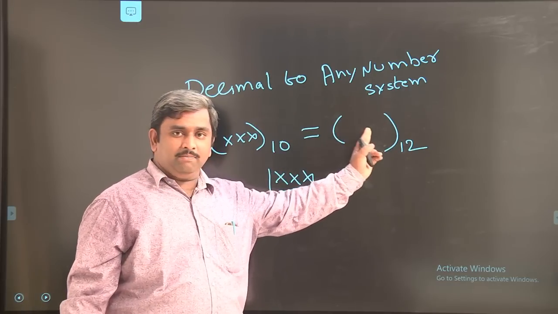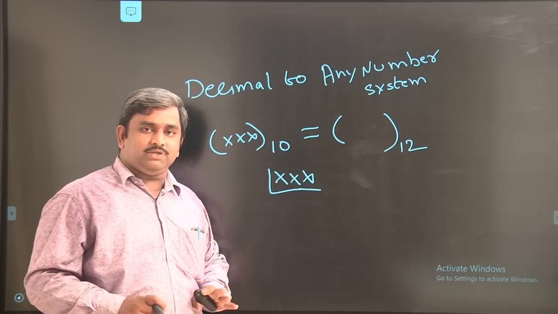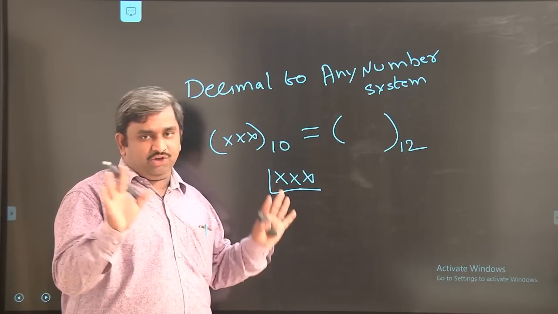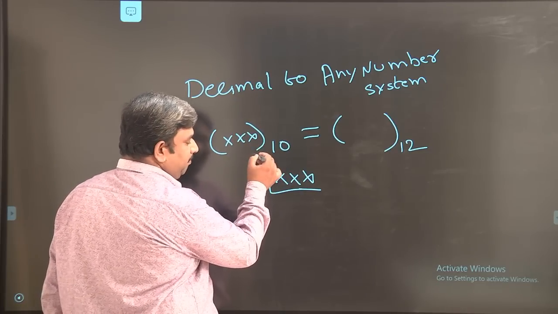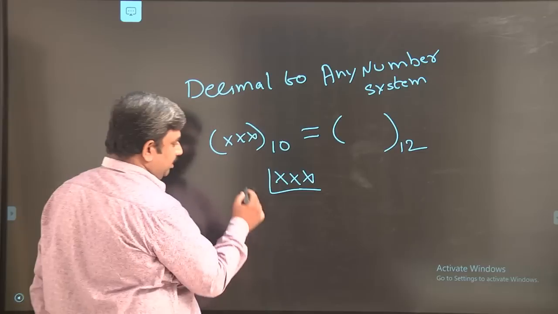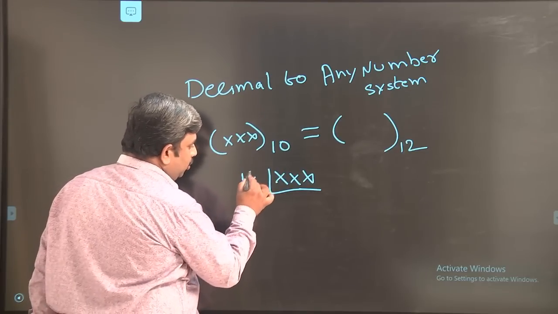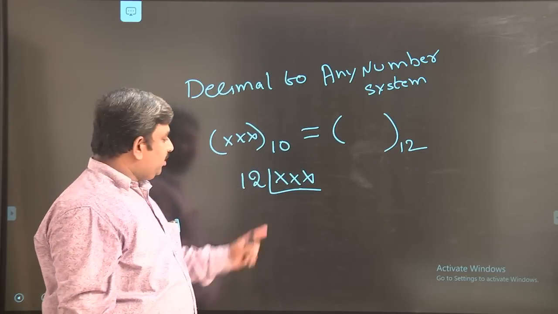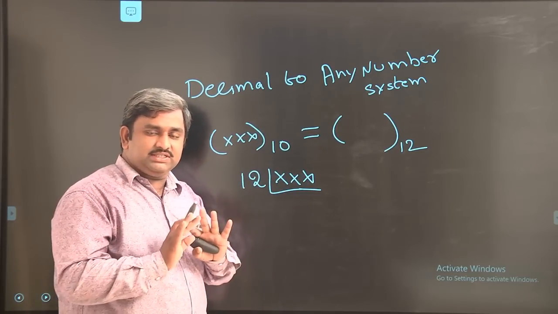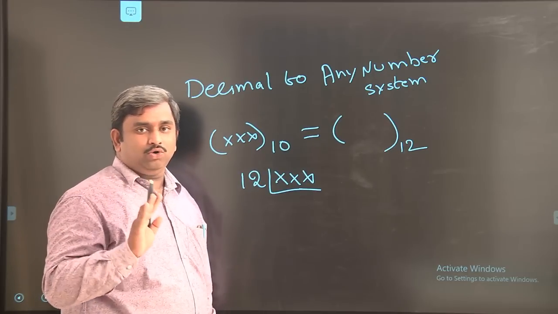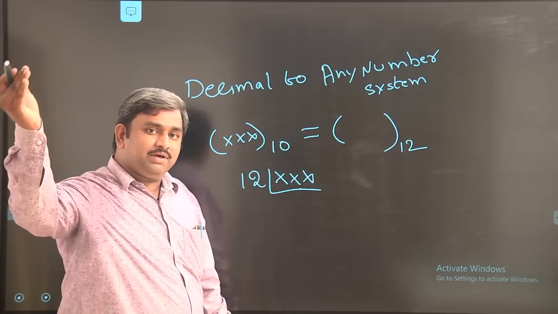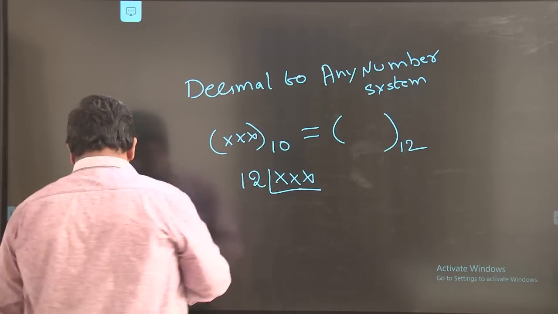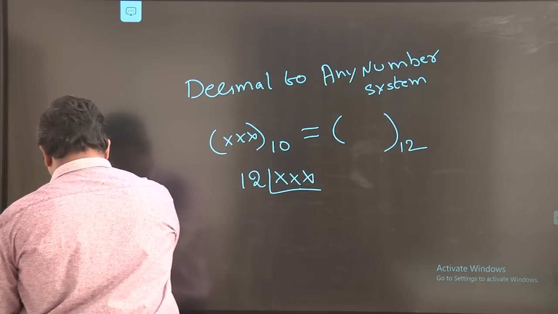In this saturation number system, I have totally 12 different types of digits. Now if you want to convert the given number from decimal to the saturation number system, that is the base 12 number system, you have to divide the given decimal number by 12. So this is the standard procedure. If you want to convert from decimal to any number system, you have to divide by that number system's base. This is the major principle behind this.